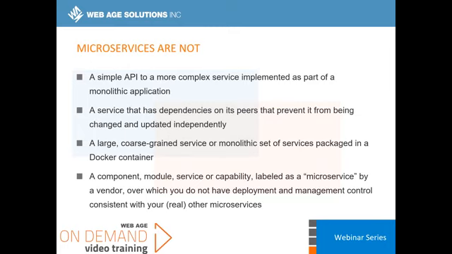On the same token, what are microservices not? They are not a simple API to some complex service in a monolithic application. You may have a microservice that needs to communicate with a legacy app that serves as some sort of monolithic application, and we will briefly touch upon what kinds of things you might do there. But a microservice is not simply a translation layer that accesses those complex services.